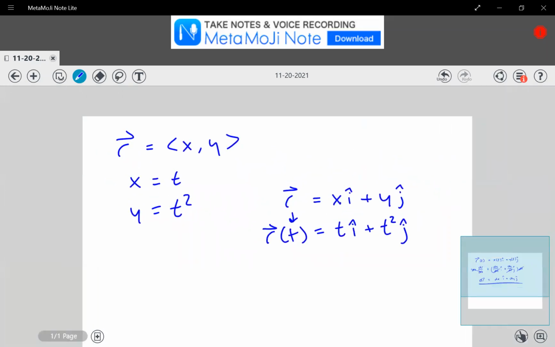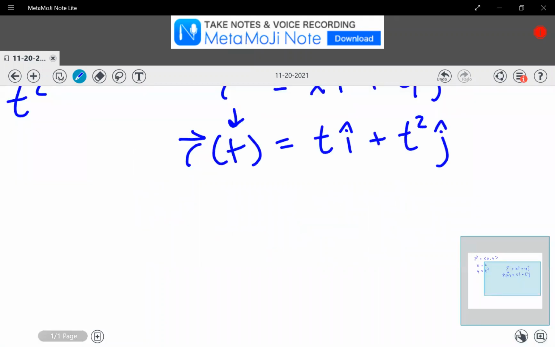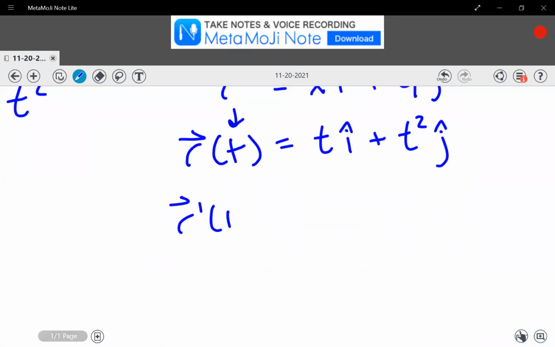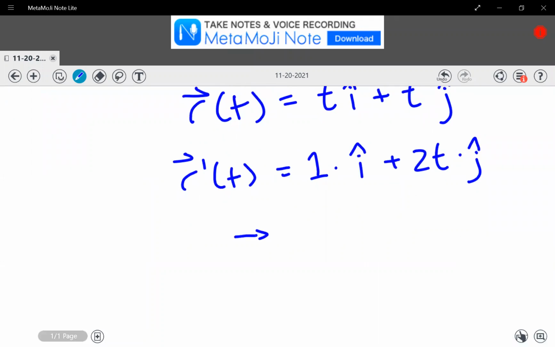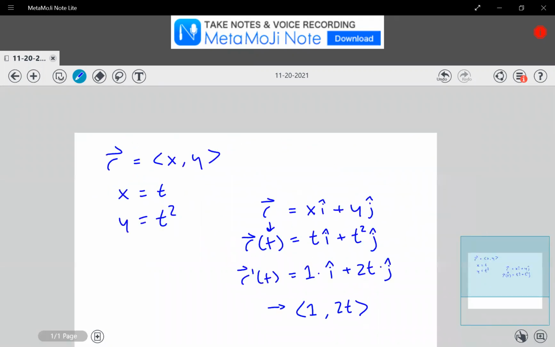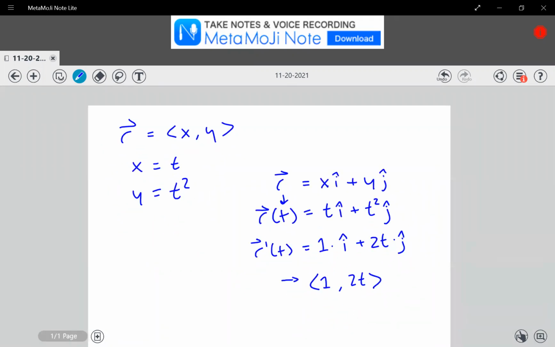And as we saw earlier, we can just take the derivatives of each of them. All right, so we're going to go ahead and just differentiate this. r prime of t is going to be equal to 1 times i hat plus 2t times j hat. Sure, you can just go ahead and rewrite this as a vector as 1 comma 2t. And that's my very quick example on vector differentiation.